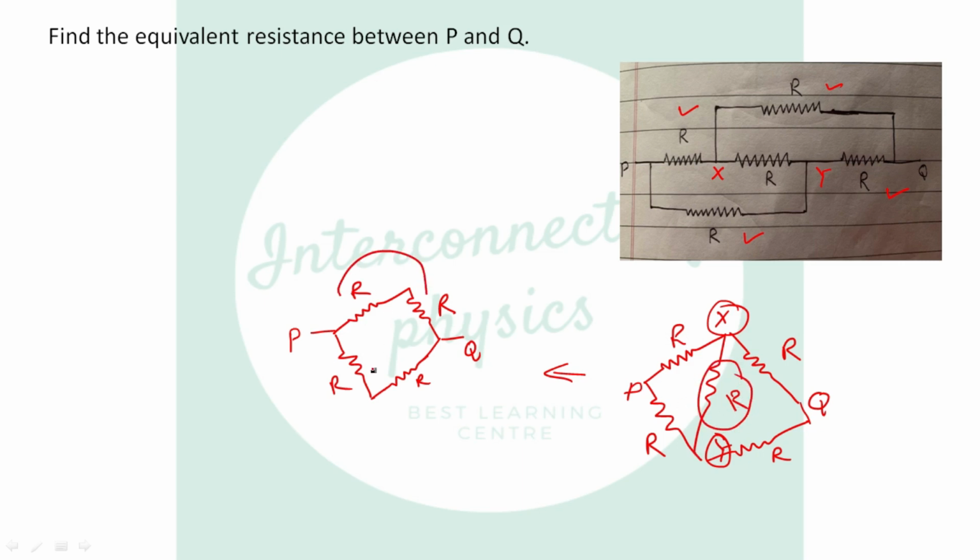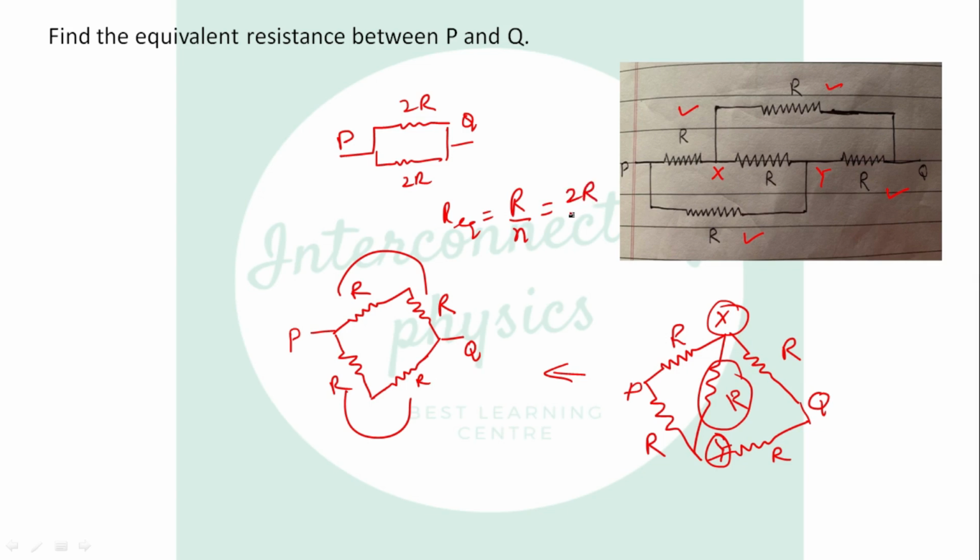Now these two are in series, these two are in series. So answer will be this 2R and this 2R. 2R and 2R parallel. So R equivalent is equal to R divided by N. What is R here? 2R. What is N? Number of resistors. We have 2 resistors. So answer is R.